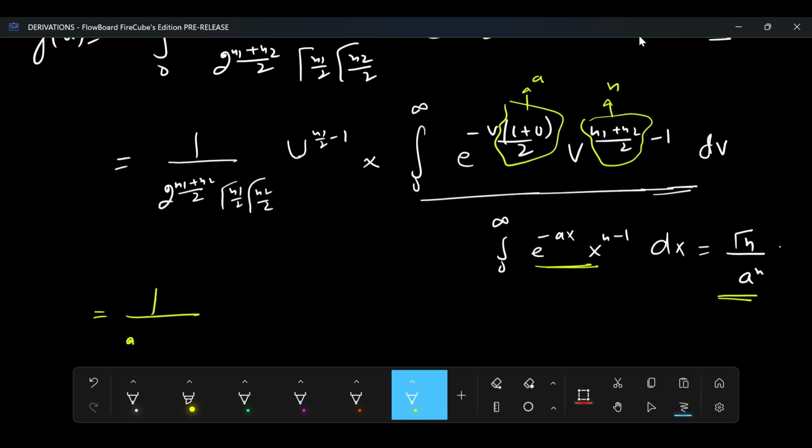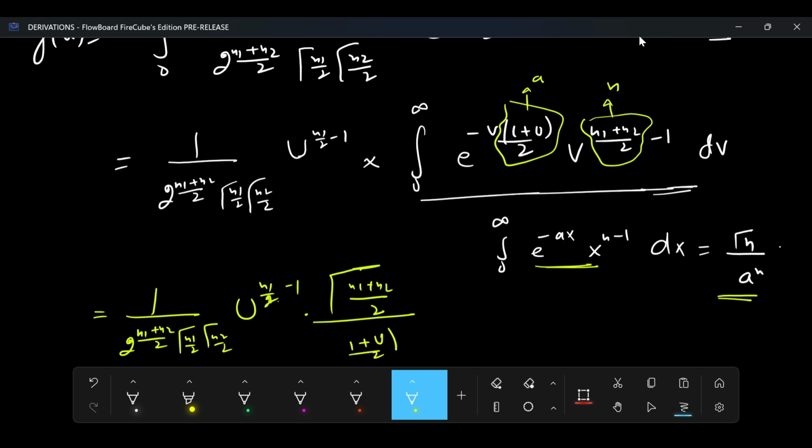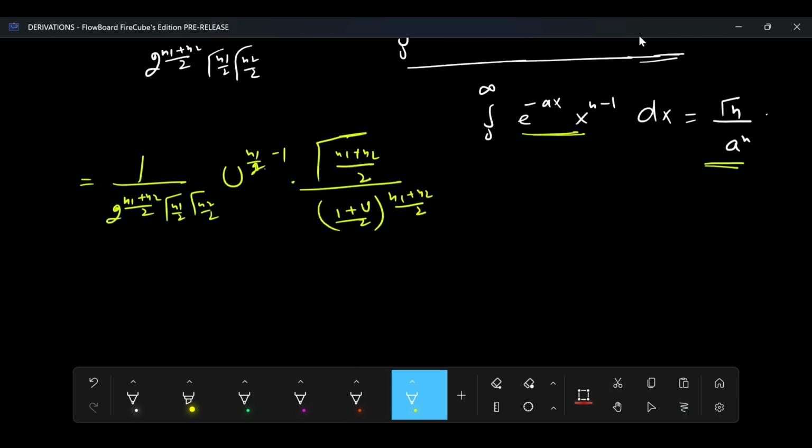So this is equal to 1 upon 2 to the power (n1 plus n2) divided by 2, gamma n1 divided by 2, gamma n2 divided by 2, u to the power n1 divided by 2 minus 1. Then what will be the value of this integral? That will simply be gamma (n1 plus n2) divided by 2, divided by a. What's a? A is (1 plus u) upon 2, to the power (n1 plus n2) divided by 2. Clear? So this is the function that we get from these results.